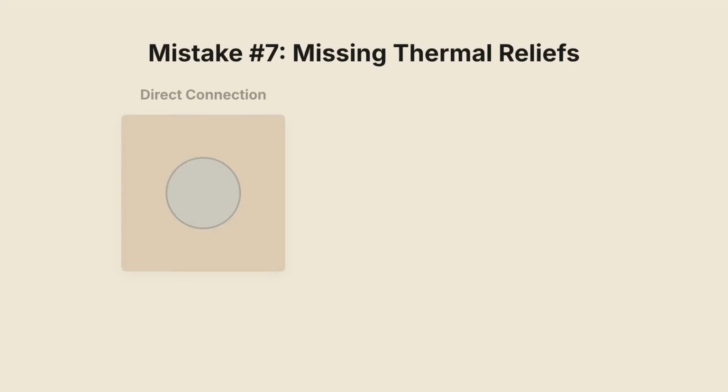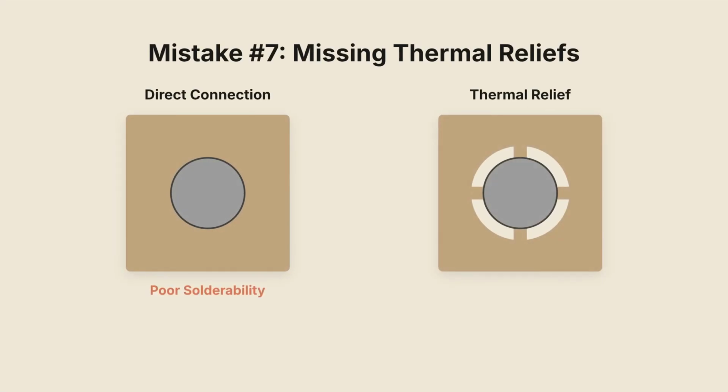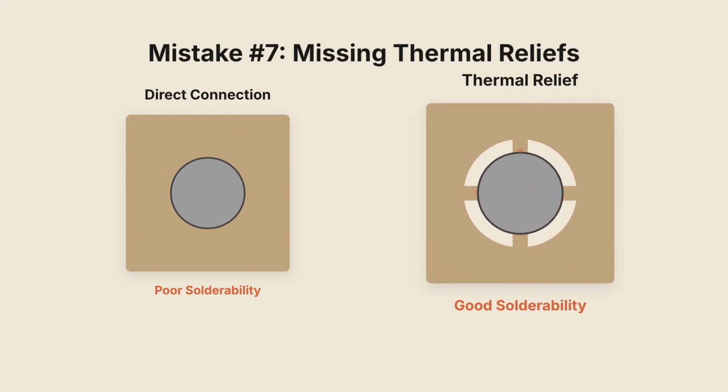When pads connect directly to large copper areas, soldering becomes difficult because heat is absorbed by the copper plane. Thermal reliefs improve solderability and assembly reliability. Without thermal reliefs, you risk tombstoning or cold solder joints because the heat is sucked away from the pad too quickly during the reflow process.